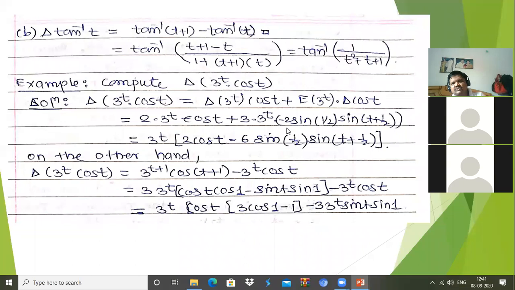Delta of cos t is minus 2 sin 1 by 2 sin t plus 1 upon 2. And if I write this, you take 3 to the power t common, you will get 2 cos t minus 3 into 6 sin 1 by 2 sin t plus 1 by 2.